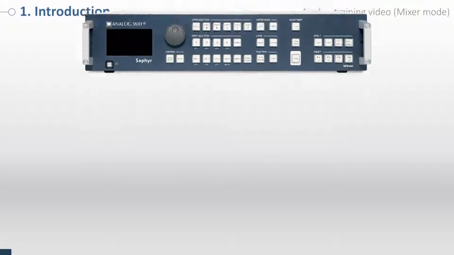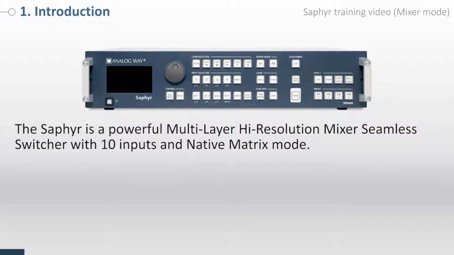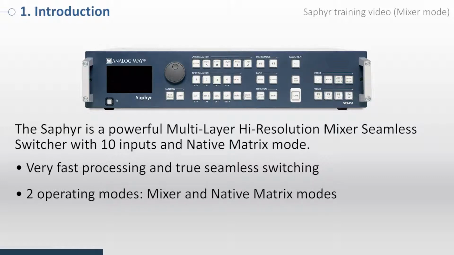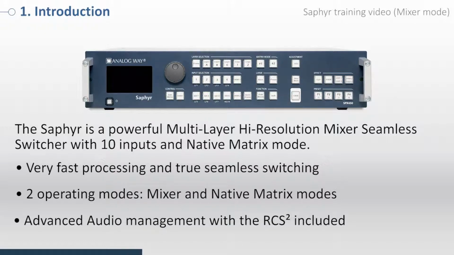Introduction. The Sapphire is a powerful multi-layer, high-resolution mixer seamless switcher with 10 inputs and native matrix mode. Sapphire features very fast processing and true seamless switching. 2 operating modes are available, mixer and native matrix modes. Advanced audio management with the RCS2 is also included.